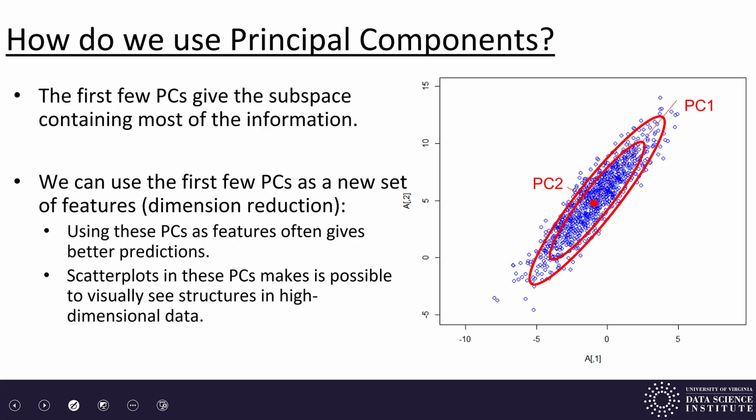And so we can use those first few PCs as features to give us better predictions, and we can take high dimensional data and use those first few PCs to get scatter plots so we can visualize structures in high dimensional data. Now, if you understand what we've talked about on these first two slides, you understand most of what's needed for principal components in statistical learning and data mining.